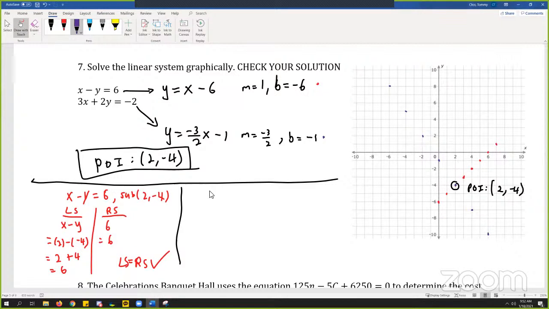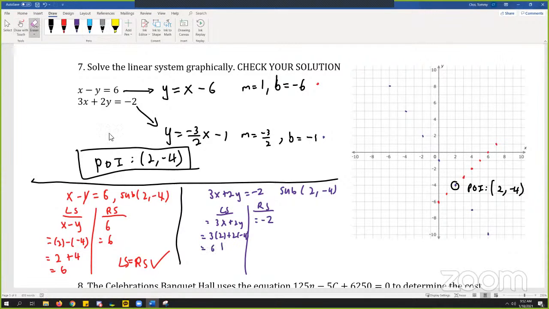Our second one here, we have 3x plus 2y equals negative 2. We're going to sub in 2, negative 4 again. Once again, left side, right side. Right side is negative 2. Left side is 3x plus 2y. And plug it in correctly. You should get 6 minus 8.